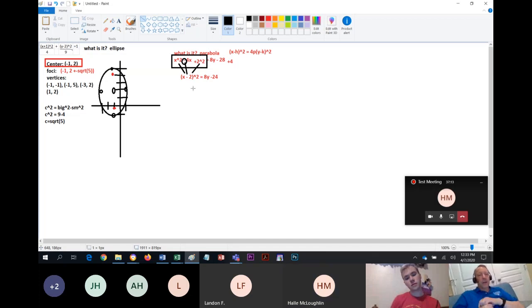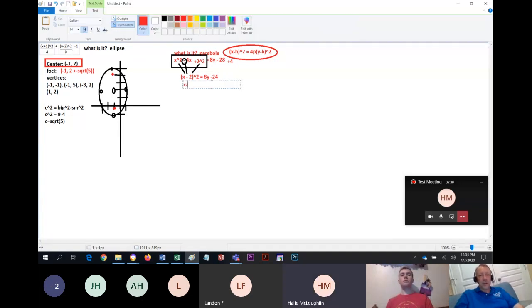All right. So now we've got x minus 2 squared. Now this is almost in our nice form that we wanted, right? So now I need to factor the right side. Here, I'll just rewrite the left. x minus 2 quantity squared equals 8 times y minus what?